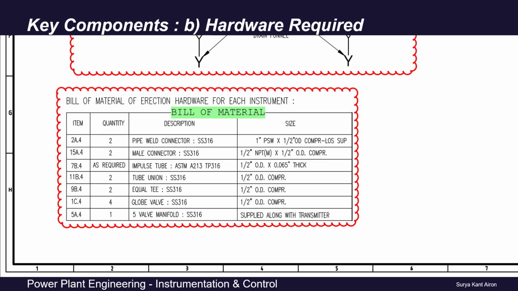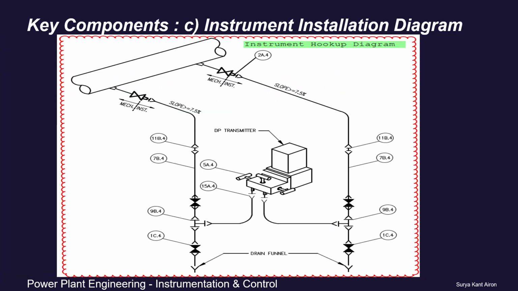Next, we have a main instrument hookup diagram. So this diagram shows the complete details from the process pipeline up to the transmitter. All hardware used in the path are assigned item numbers, the details of which are listed in the bill of material table below, which we have already discussed.